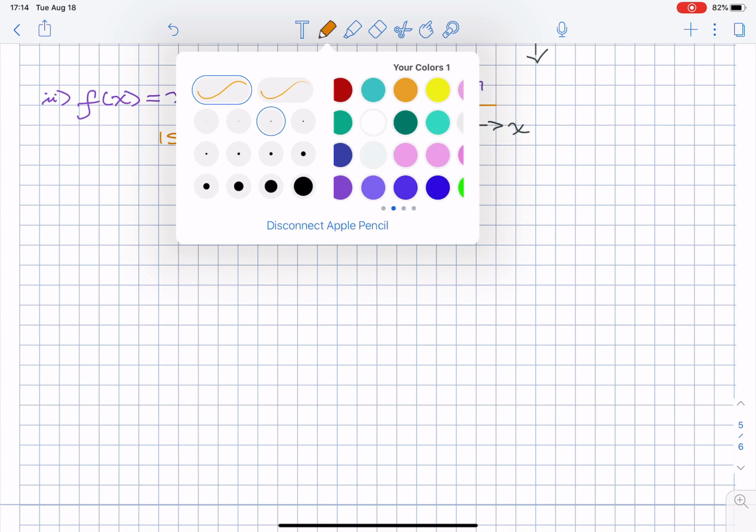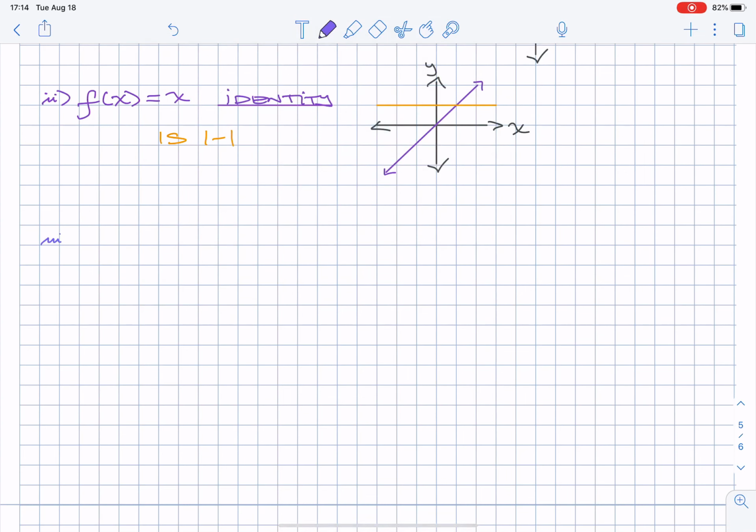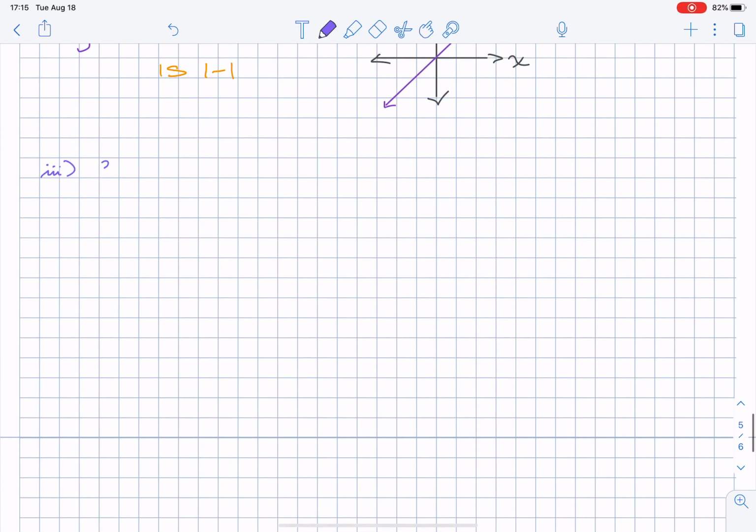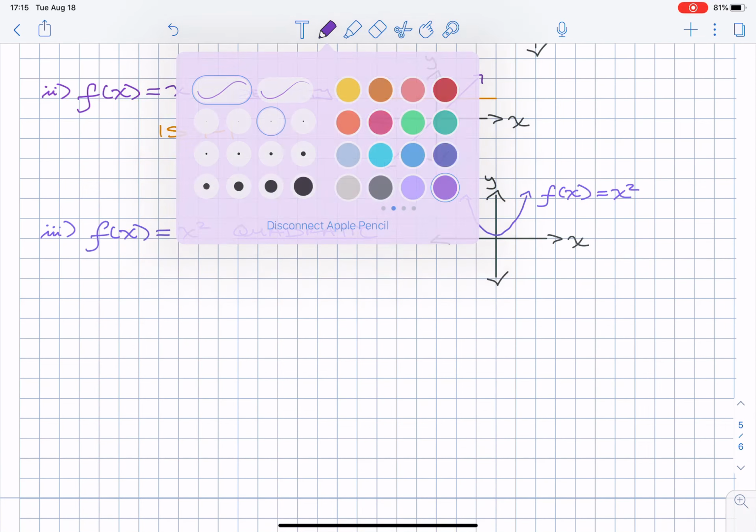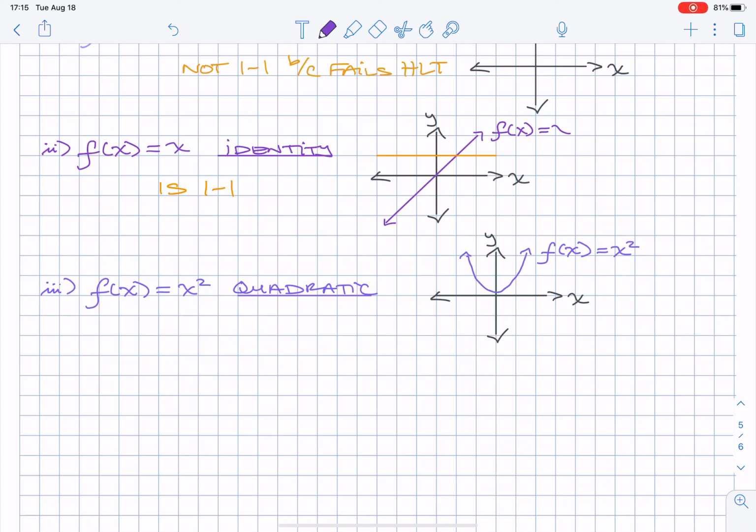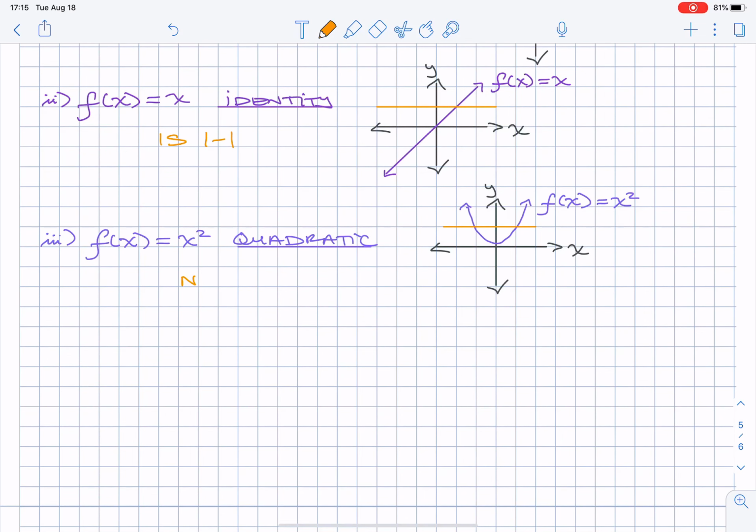Okay, let's do another function. Number 3. Let's do f of x is equal to x squared, which is the quadratic function. So the quadratic function is a nice U-shaped graph. Oh, that's a terrible U-shaped graph. So something like so. So f of x equals x squared. And once again, I can see that this, actually I should have put f of x equals x up here. I can see that this one will not pass a horizontal line test. So this is not one-to-one.